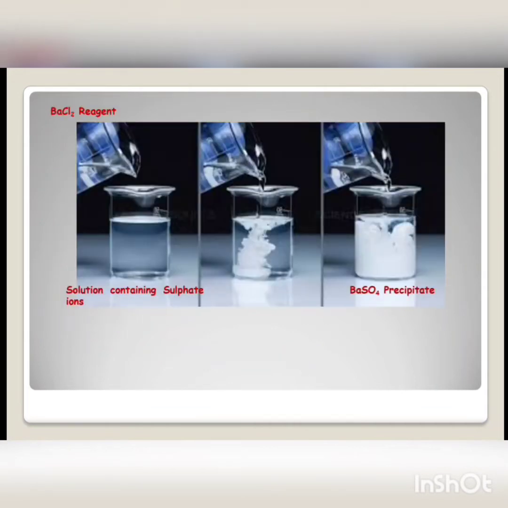There are three pictures here which show how the barium sulphate precipitate is formed. In the last picture, the white precipitate of barium sulphate is formed as soon as we add the barium chloride reagent into the wastewater sample. So depending upon the concentration of the sulphate ions, we will get the barium sulphate precipitate.